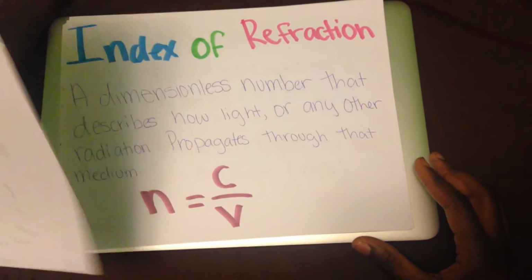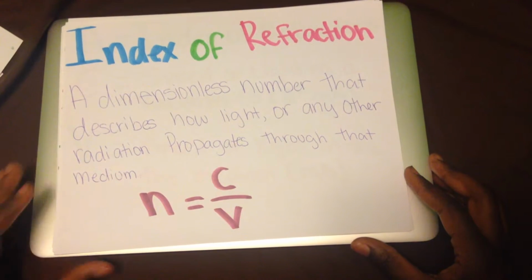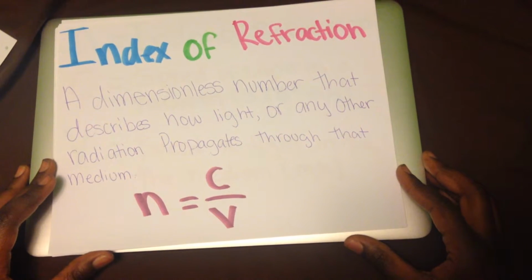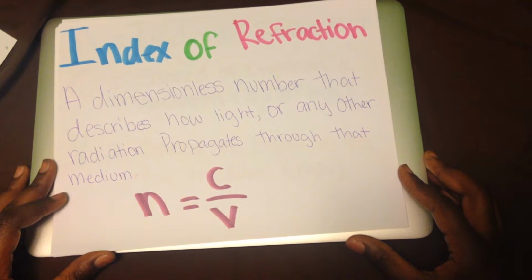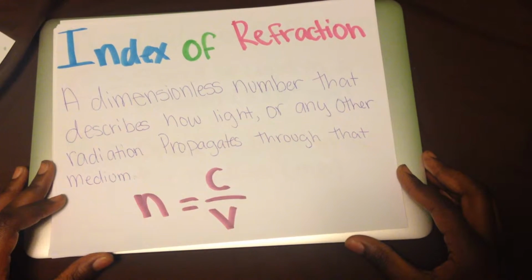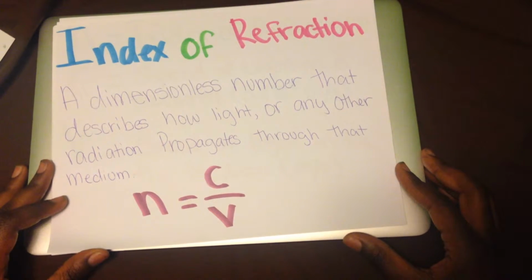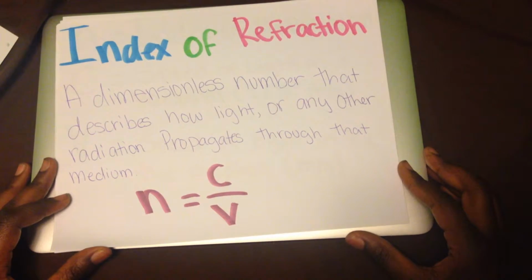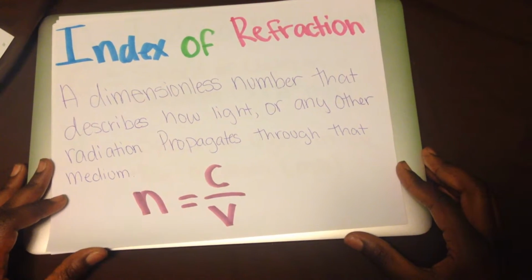boundary. With refraction comes the index of refraction, which is a dimensionless number that describes how light or any other radiation propagates through that medium, also described as n equals the speed of light in a vacuum over the speed of light in the medium.